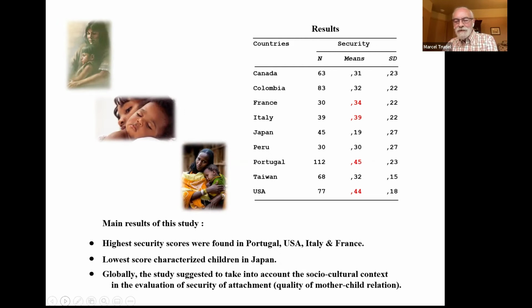That's the correlation between this criteria score and the American one, that's why you evaluate. Italy is not bad, France is not bad, Canada starts with, Japan had the lowest score. Globally, the study suggests taking into account the sociocultural context in the evaluation of the security of attachment. And security of attachment is determinant in the development of children. Thousands of quantitative studies demonstrate that.